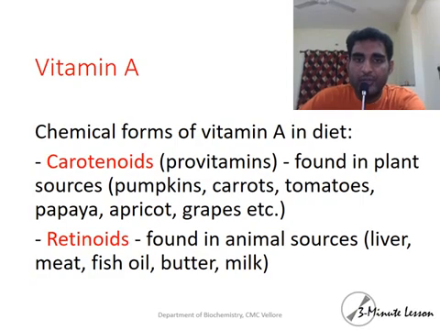There are two major chemical forms of vitamin A in diet, carotenoids and retinoids. Carotenoids are provitamins and need to be converted to active forms, the retinoids. Carotenoids are primarily available from plant sources while retinoids are from animal sources.